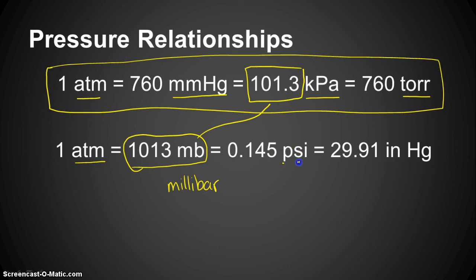Also, we have this unit PSI, which is pounds per square inch. And then in America, sometimes you will also see barometers that read in inches of mercury. We will not, however, be using bars or PSI or inches of mercury in this science class. You just need to know the 4 units up top and how to convert.